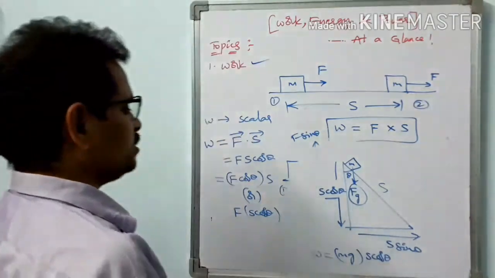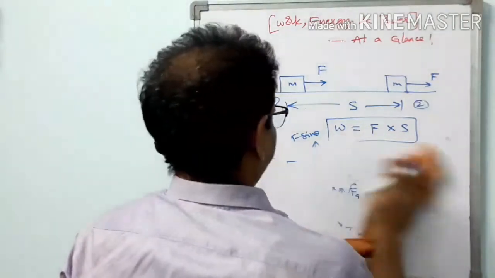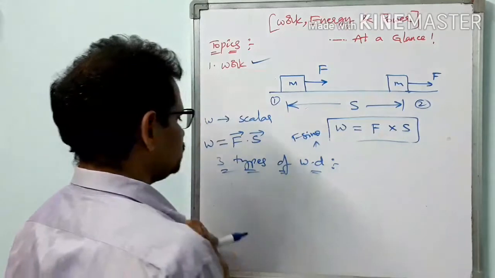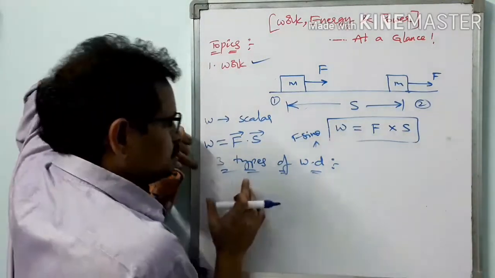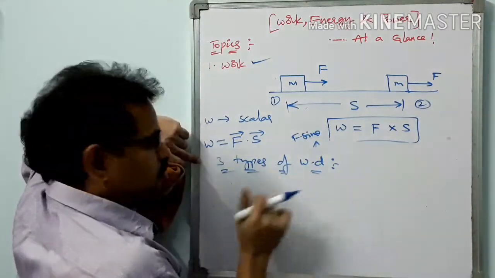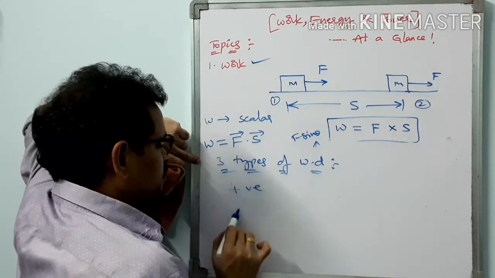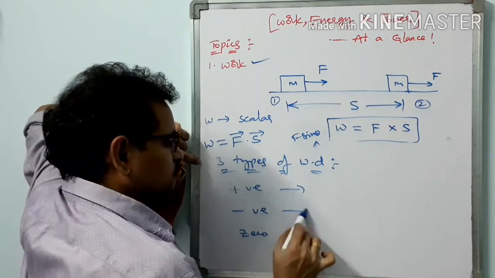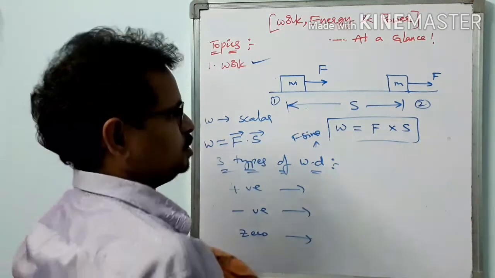Should be careful regarding that one, okay? And so there are 3 types of work done: positive work, negative work and zero work. So what is positive, what is negative and what is zero?